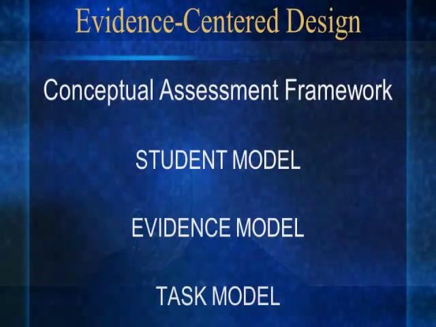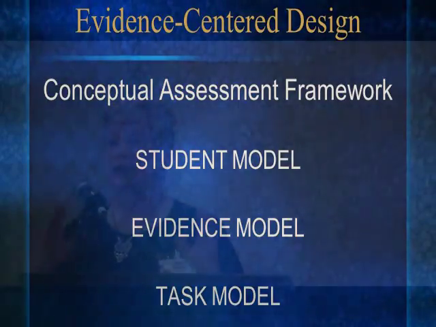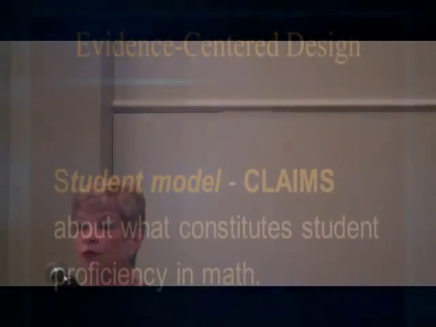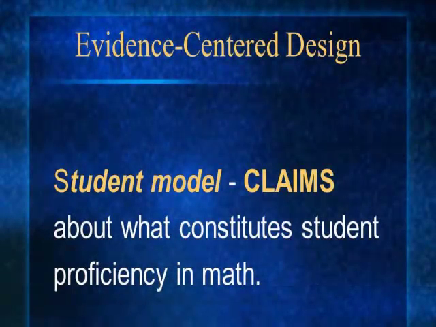But there are three models in their framework, and we're working on all three models currently at the Dana Center. There's a student model, there's an evidence model, and there's a task model. So we're going to go through each of these. The student model is a claim or a set of claims about what constitutes student proficiency in math. In other words, if you're doing a claim, and we'll talk about different levels in a minute, you're making a statement about what a student understands, what a student can do, what a student looks like. What does the kid look like that knows this stuff?